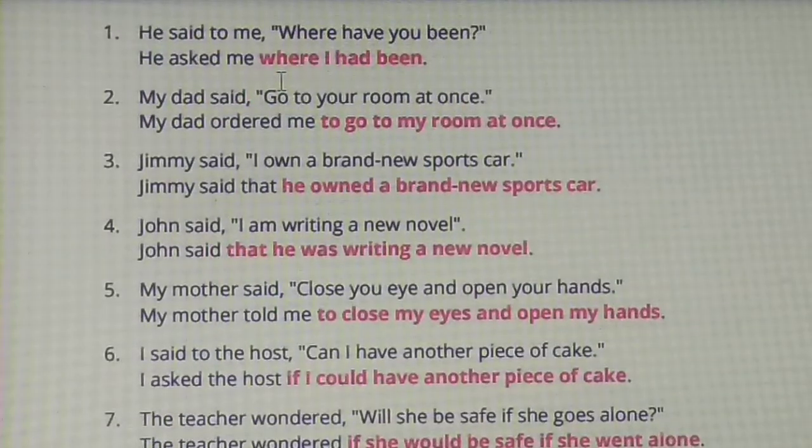Come on, children, you read these sentences and notice the changes. He said to me, where have you been? He asked me where I had been. The question has to be changed into a statement. This you have to remember. Have changes into had. My dad said, go to your room at once. He ordered me to go to my room.